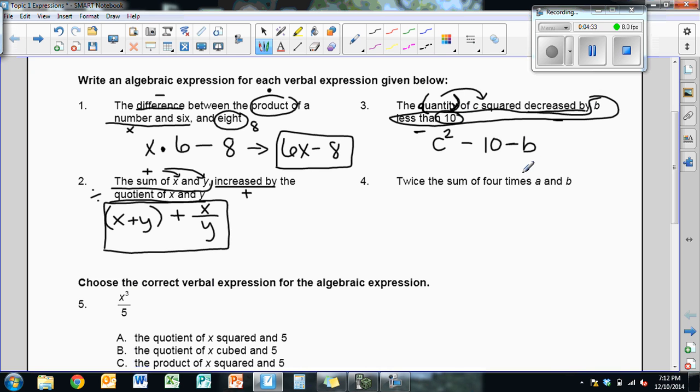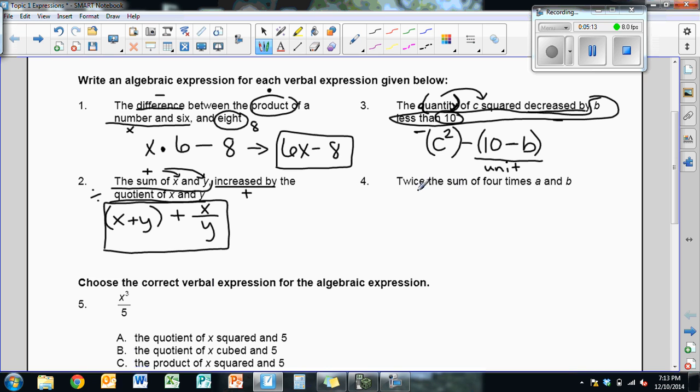Let's read through this sentence again and make sure we have everything. The quantity of c squared, okay, c squared should be in parentheses because of quantity, is decreased by b less than 10. Now, it is telling us that this quantity is decreased by this other unit over here. This is a whole little unit here, the whole little family. So to keep it together, we should put it in parentheses. And that gives us our algebraic expression.